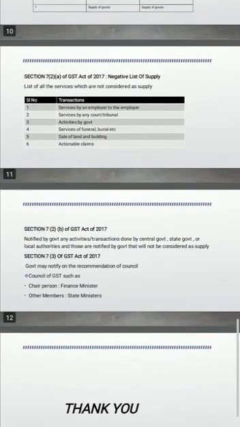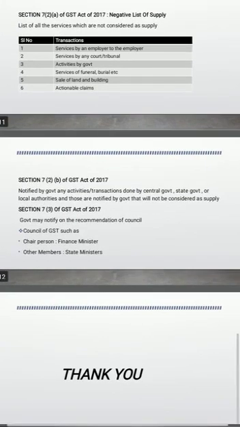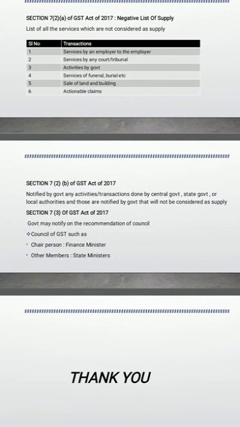Next, Section 7 subsection 2 subsection B of the GST Act of 2017. Any activities or transactions done by the central government, state government, or local authorities, and those notified by the government, will not be considered as a supply. Not all the activities, only certain activities which are mentioned in Section 7 subsection 2 subsection B of the GST Act are not considered as a supply.